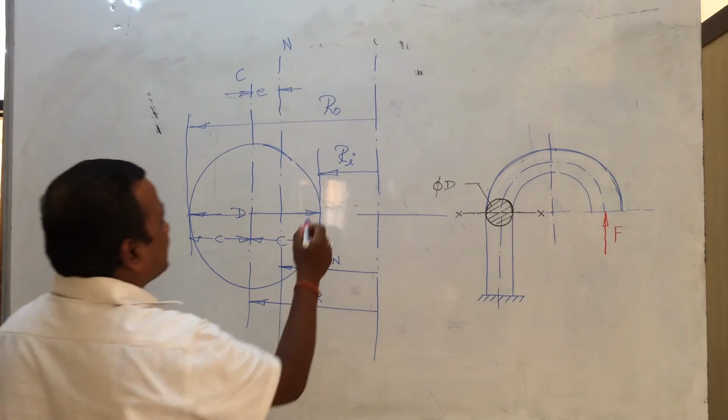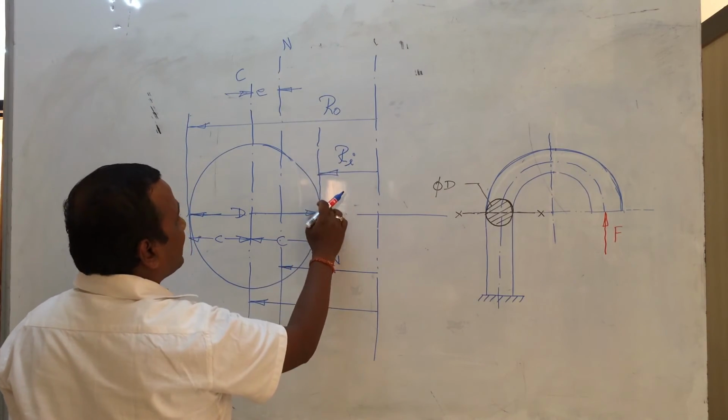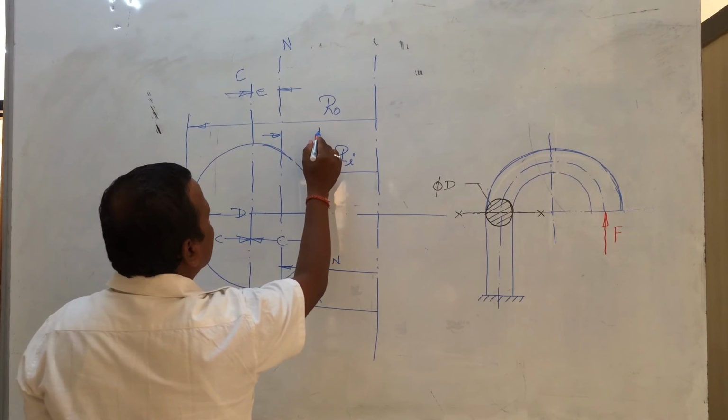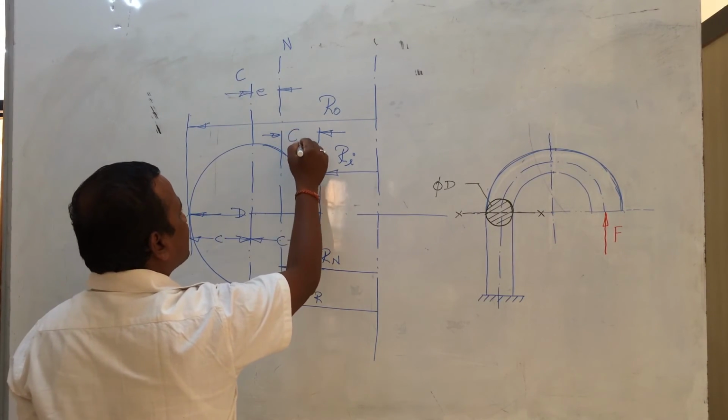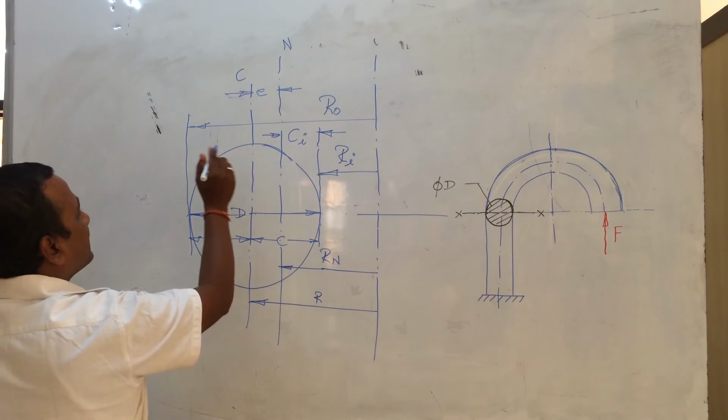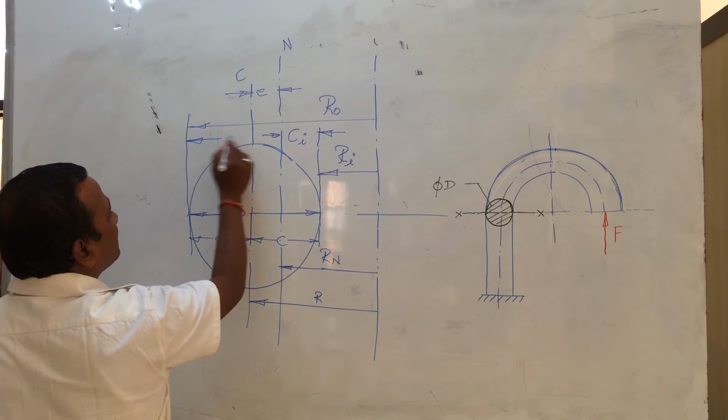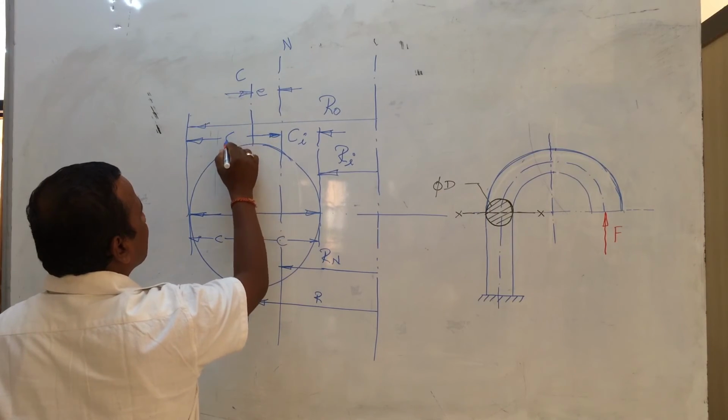Now, the distance from the inner race to the neutral axis, Ci, and the distance from the outer race to the neutral axis, I call Co.